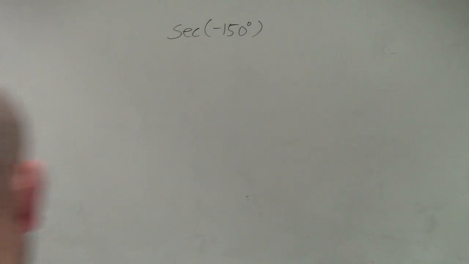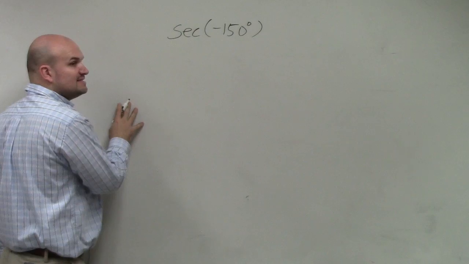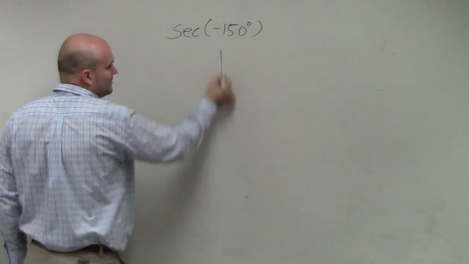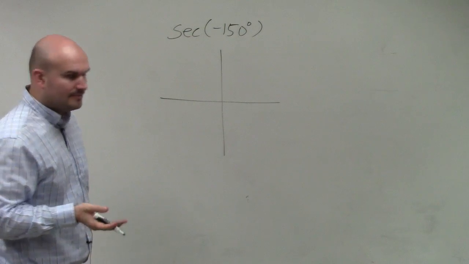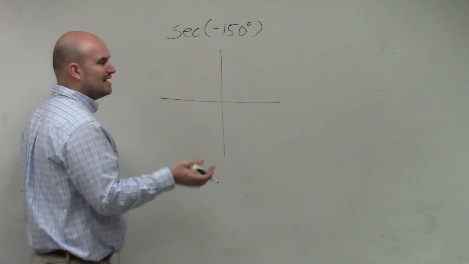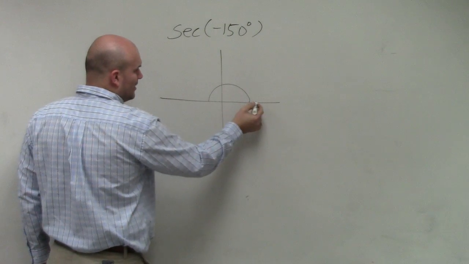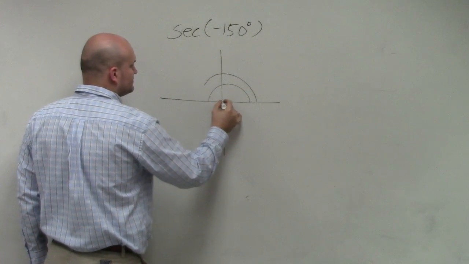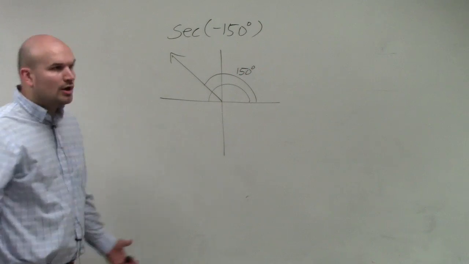And here's how I would do it. First of all, if I'm asking you to find the secant of negative 150, the first thing we need to do is understand, well, where exactly is 150? I know that halfway around the circle is 180. So I know 150 is roughly going to be about right there, correct?